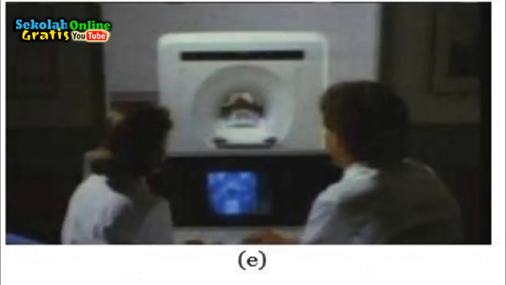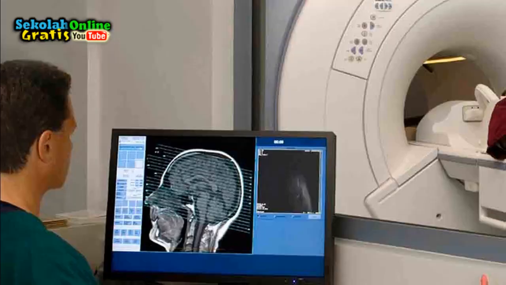Here's the picture. In addition to detecting the presence or absence of diseases such as tumors, MRI can be used to record the human mind. For example, to record the part of the brain that responds to hot or cold stimuli, and it can be used for early detection of epilepsy symptoms.